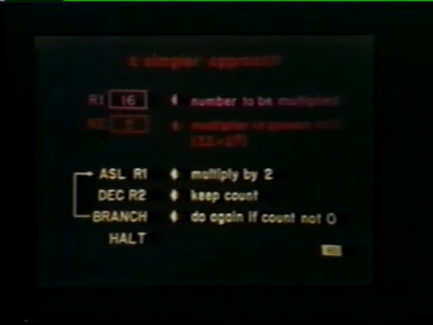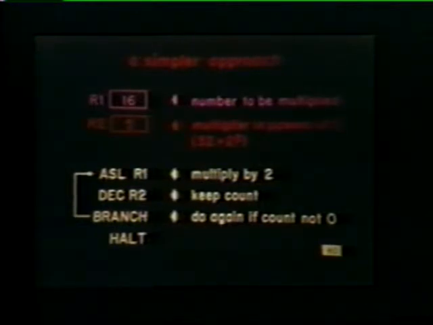Multiplying by 32 is the same thing as multiplying by 2 raised to the 5th power, so we load a 5 into R2. The first instruction, ASL R1, multiplies the number by a power of 2. R2 is then decremented to keep track of the number of multiplications. It is, in effect, a counter.